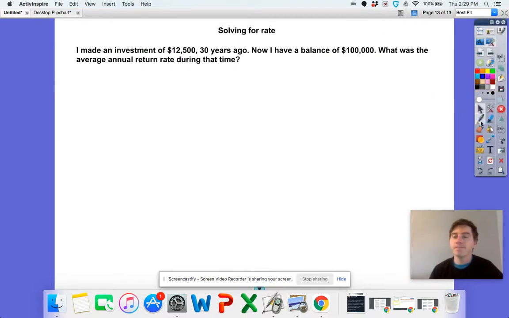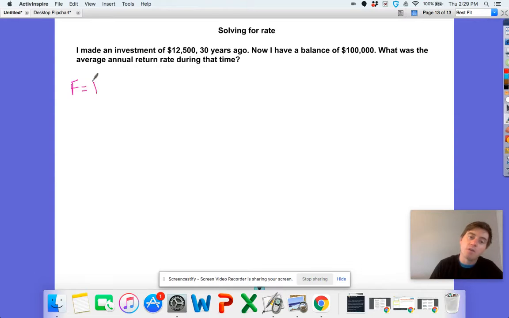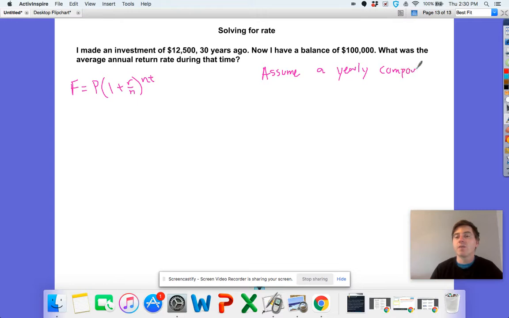Solving for rate. When we're solving for rate, we are always going to use the finite equation, and we're just going to assume yearly compounding, because that's what we care about when we ask this question. When we say what has been your average annual returns, we're referring specifically to annually. Like, what have you gotten year over year over year? So we're considering yearly, so we're just going to use this, and we're going to say that n is 1.